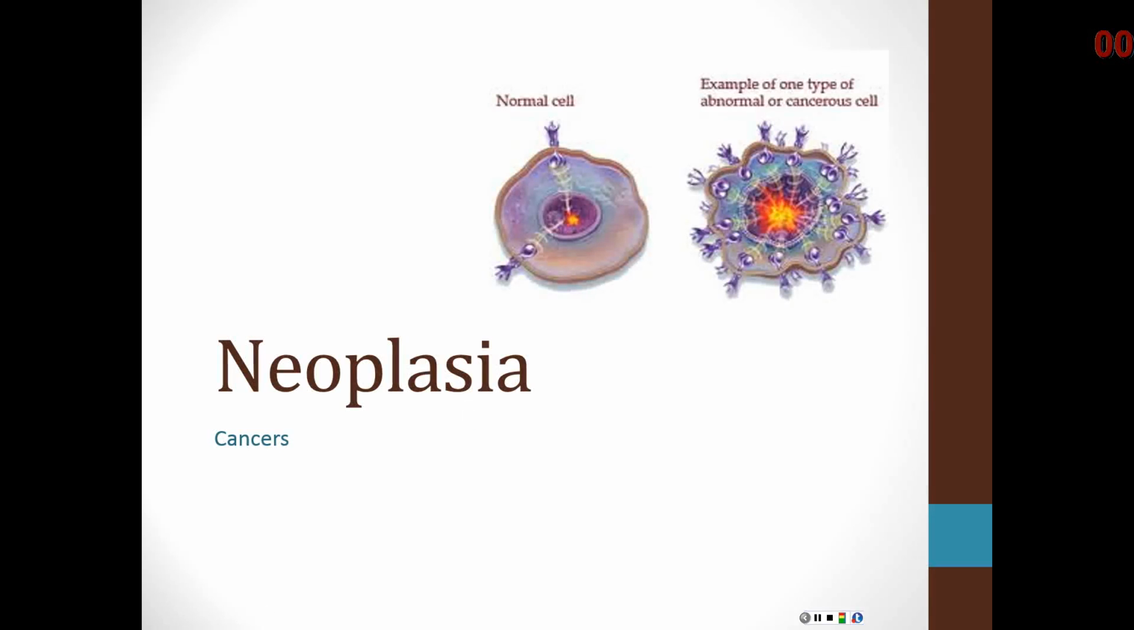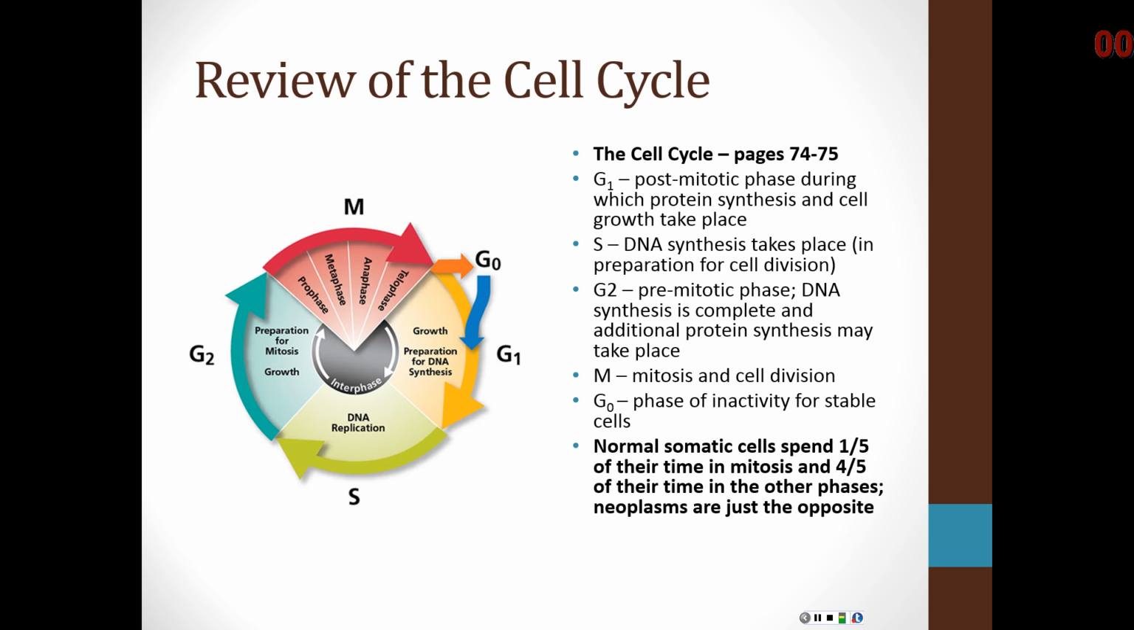With this lecture, we're taking a look at neoplasia, or the formation of cancers. Our focus is primarily on the cell, although we will take a look at some of the characteristics of actual tumorous growths. We begin by just taking a quick review of the cell cycle. You can go back into, I think it's chapter 4, pages 74, 75. We'll take you through the basics of the cell cycle.